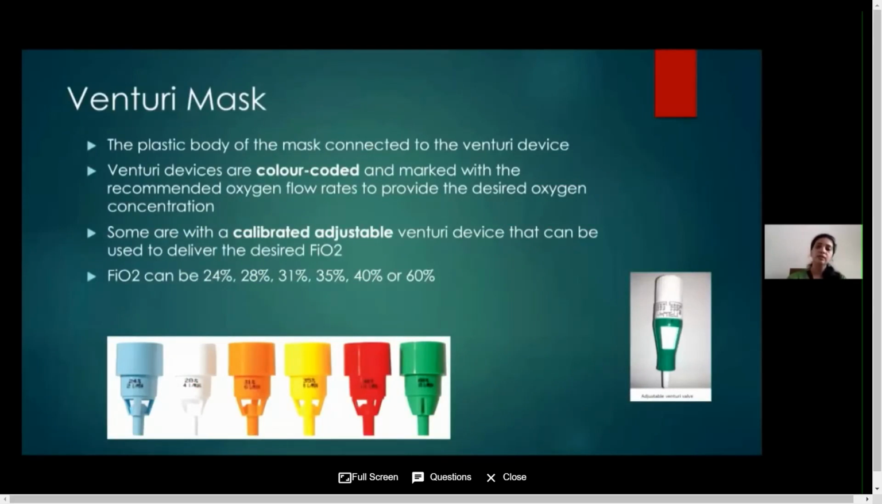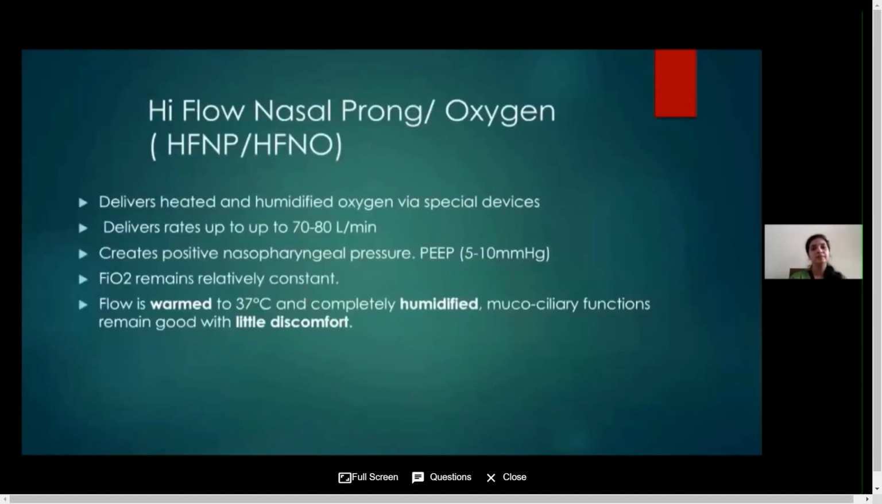If you take the green Venturi, for example, it provides 60% oxygen when you give 15 liters of flow through the device. And then there are calibrated ones which are adjustable, which serve the same purpose. So oxygen can be given at 24 to 60% through these devices.